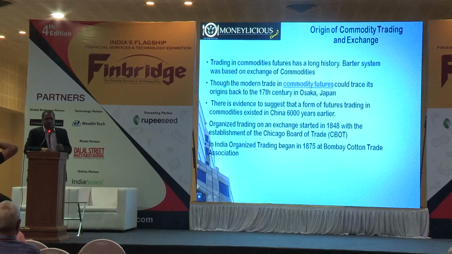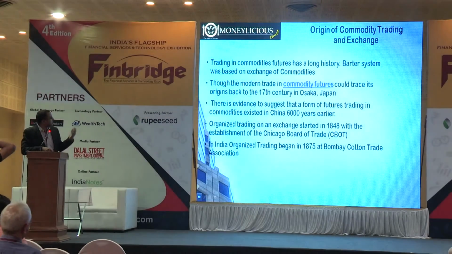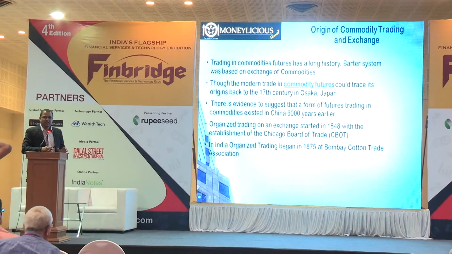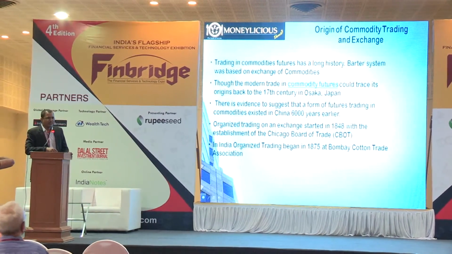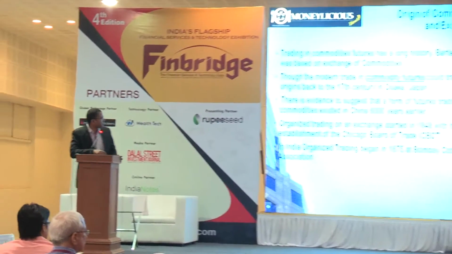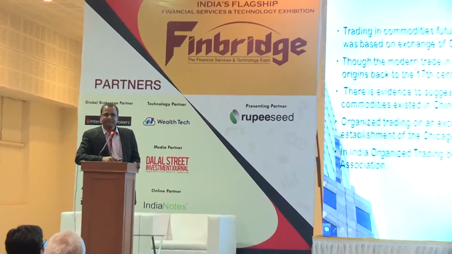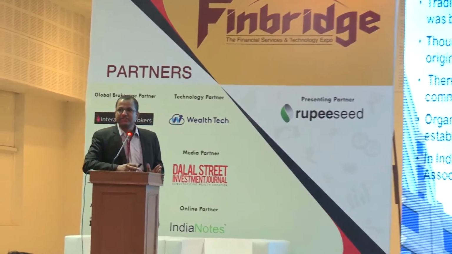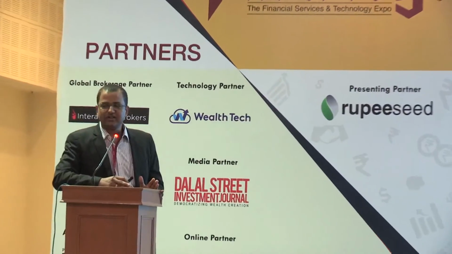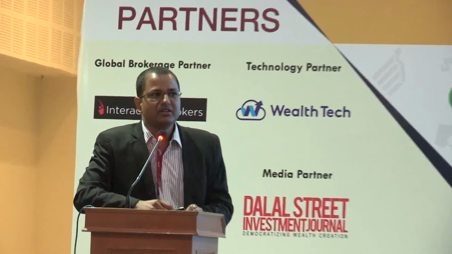Now, if you talk about futures trading, it began all in Japan, where a structured way of trading was traced. After that, you find that CBOT was launched in 1848, where a structured exchange-driven commodity trading started. Then in India, we had Bombay Cotton Exchange in 1875, where in India we found that a commodity was structurally traded.